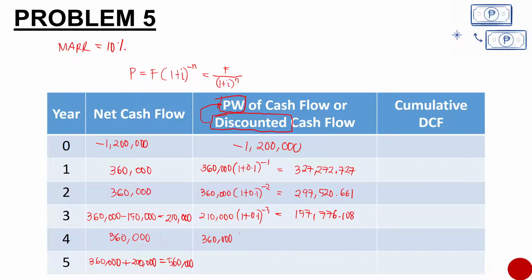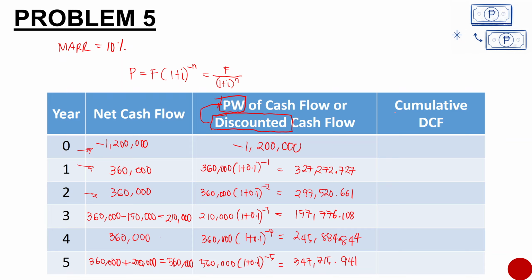And for our year 4, this is just 360,000 times 1 plus 0.1 raised to negative 4. And that is 245,884.844. And lastly, at year 5, we have 560,000 pesos. Same process, that is just 560,000 pesos times 1 plus 0.1 raised to negative 5. This is equal to 347,715.941. This is our discounted cash flow for each of these.